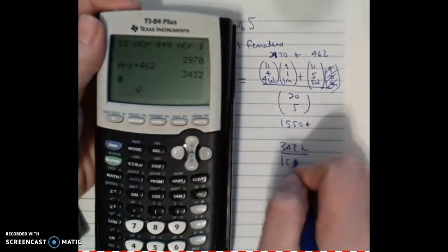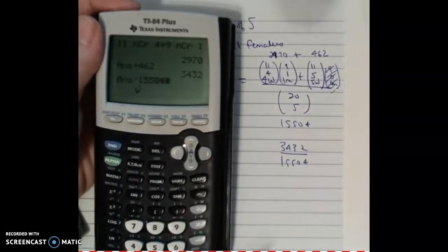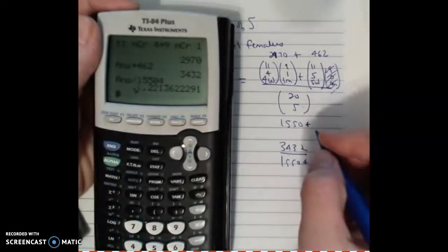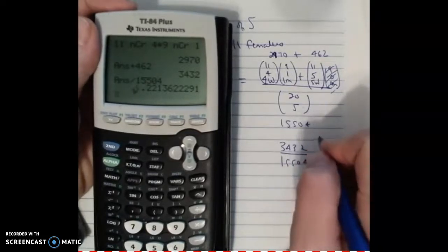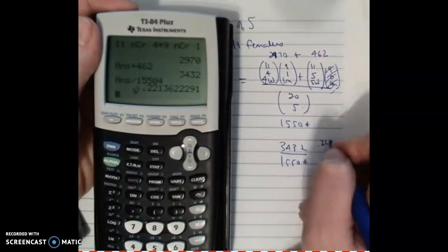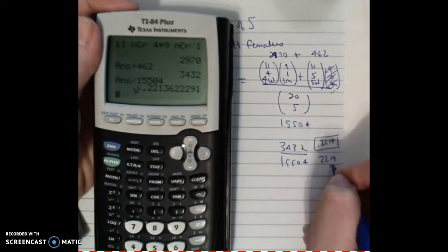And I get 3432 divided by my denominator that I had before, 15504. And I get about what? 0.2214. Yeah, about 0.2214. And that's just a probability. If I wanted a percent, I could multiply by 100.